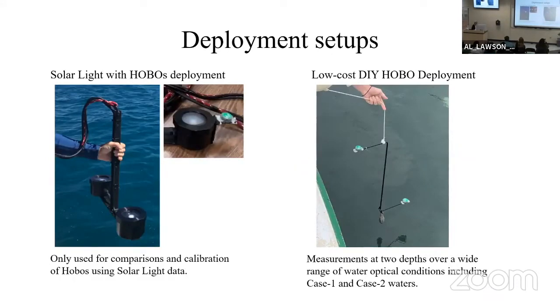So for this experiment, we focused on two deployment models. Now, the proposed deployment model will be utilizing two Cobo pendant loggers, separated at a fixed distance of 0.5 meters. This model is light, compact, and easy to transport. Meanwhile, on the left, we have the SolarLight with Cobo deployment model. This model, however, will only be utilized for comparison system data.